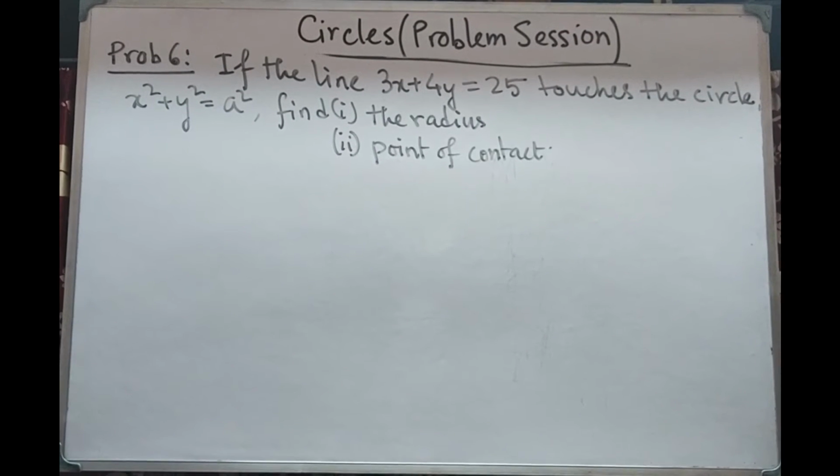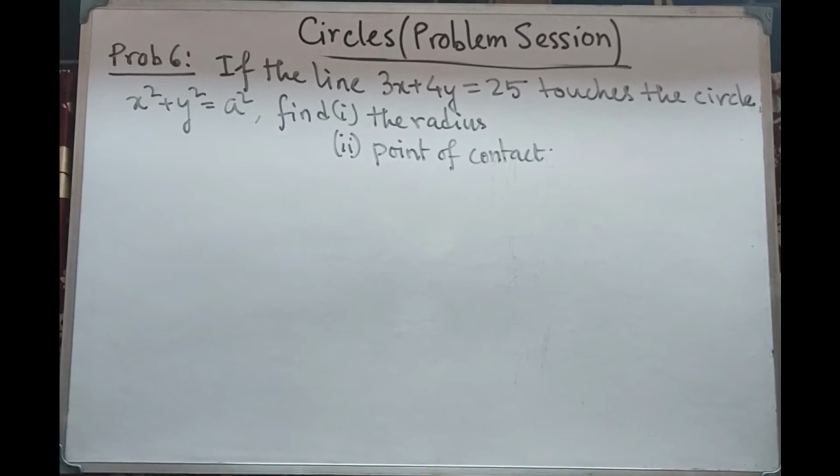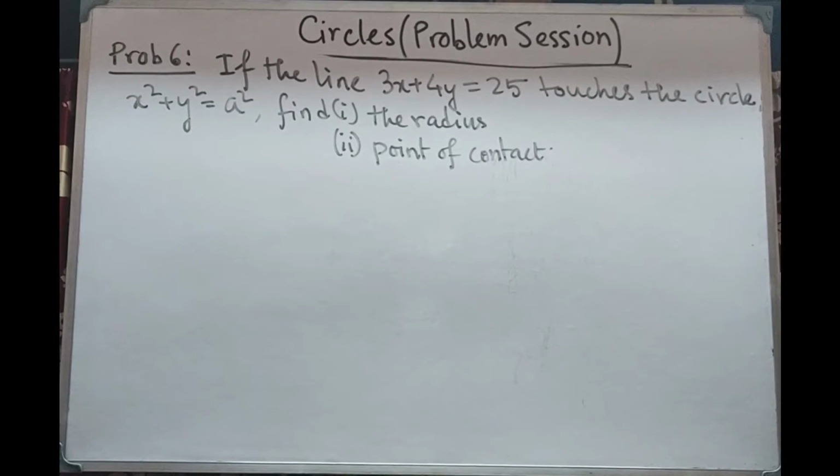So this is our next problem. It says, if the line 3x plus 4y is equal to 25 touches the circle x square plus y square is equal to a square, then we need to find the radius of the circle and the point of contact of the tangent.